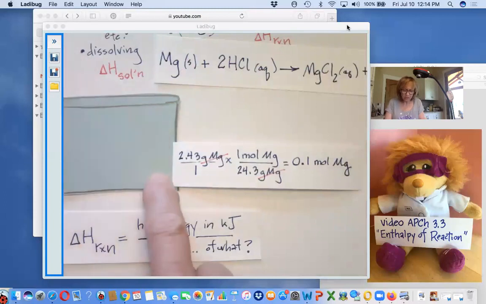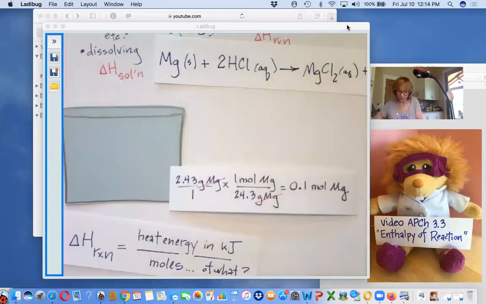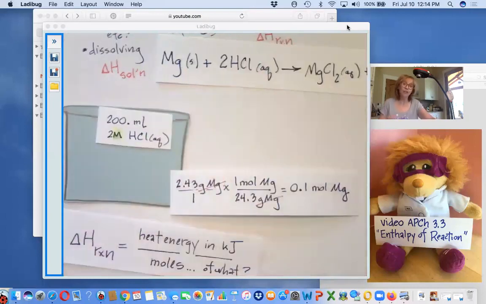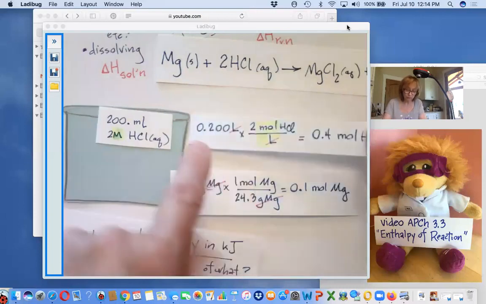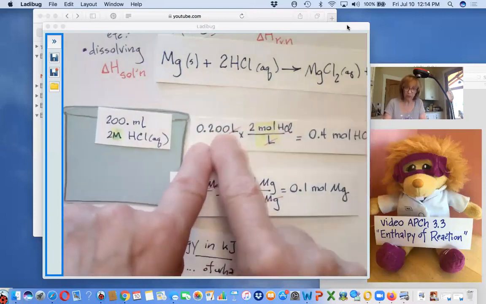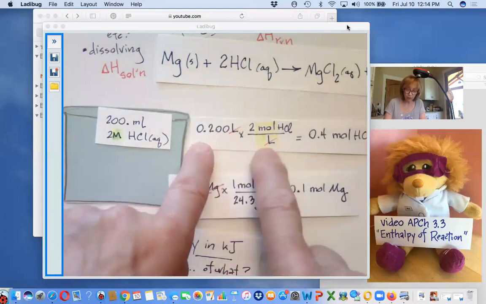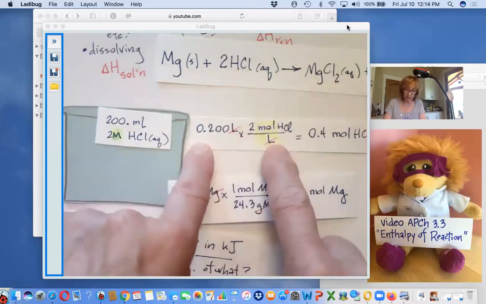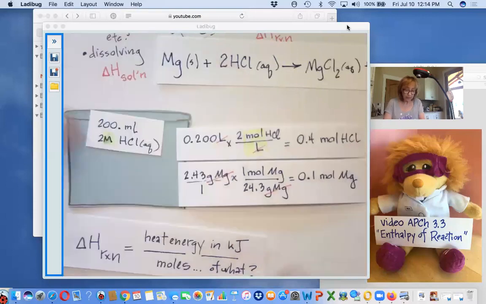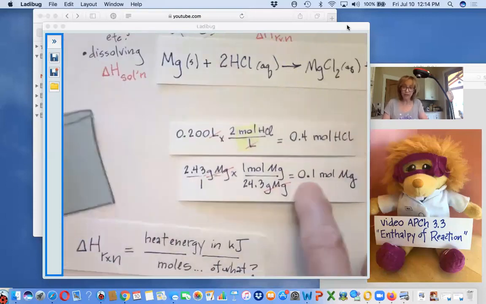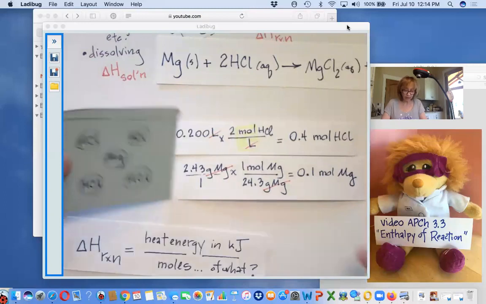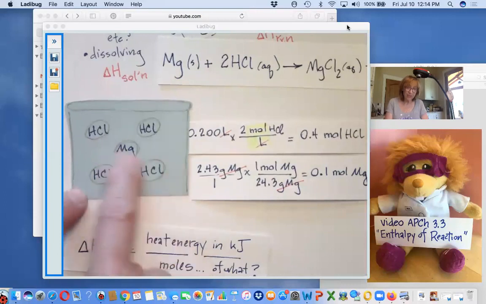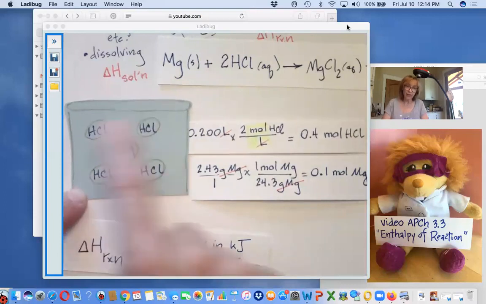So to figure out how many moles of HCl we used, we have to use the volume and the molarity. You'll remember that from our solution unit. 200 milliliters changed into liters, multiplied by 2 molar, moles per liter, set it up so that liters divide out. So in this particular reaction, we had 1/10 of a mole of magnesium and 4/10 mole of hydrochloric acid, HCl molecules. So here's 1/10 and 4/10.